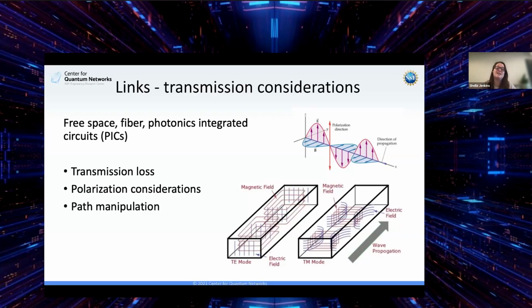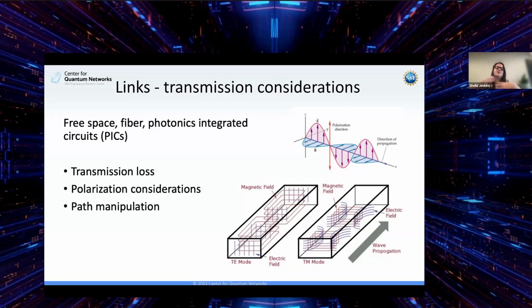In addition, polarization considerations. Like I said, theoretically, we're working with entanglement in the degree of polarization. So when you're working with regular optical fiber, if it's not polarization maintaining, you can lose that polarization state, which then effectively makes it useless in the context of our quantum network.